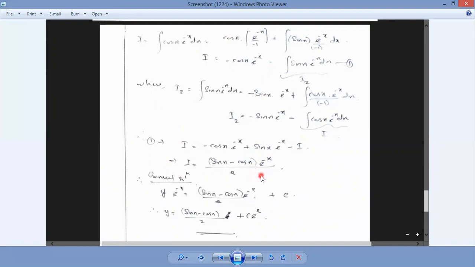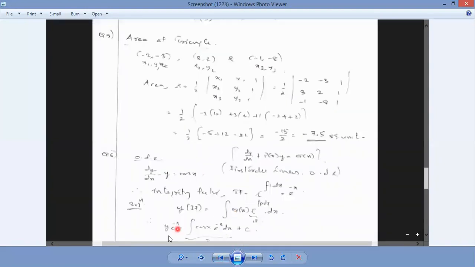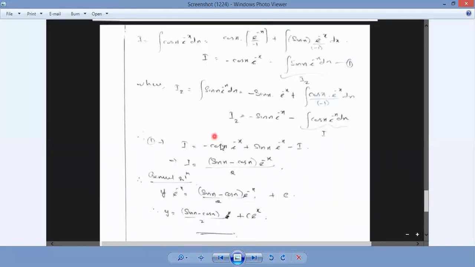This question is already done in the integrals chapter and you already know it. Now our aim was to find the general solution of this first order linear differential equation. So you have to substitute this integral here and you will get y of x, which is the solution of this linear differential equation. I substituted the value here and slightly rearranged it. So we get y of x is equal to (sin x minus cos x) by 2 plus c into e raised to x. This is the general solution of this linear differential equation.